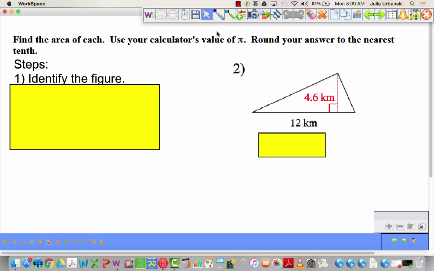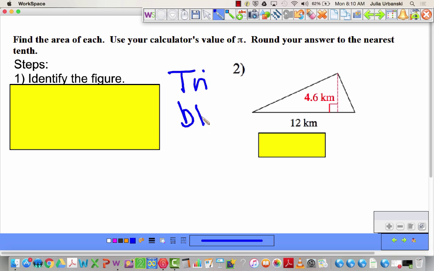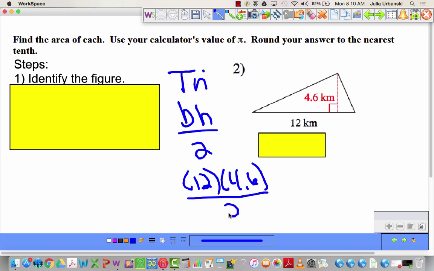Okay, good. So it's a triangle, and it's base times height divided by 2. Go ahead and plug in your numbers now. What's the base? Good, and the height? Because there's a right angle there, and divide by 2. Alright, good job. Last one.